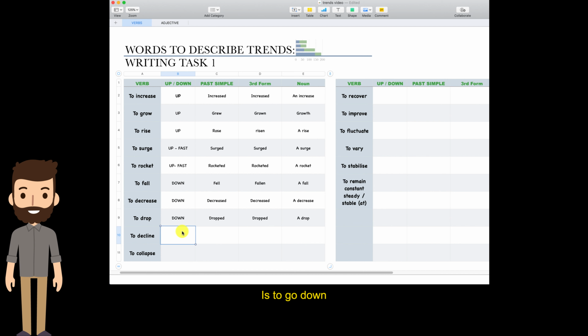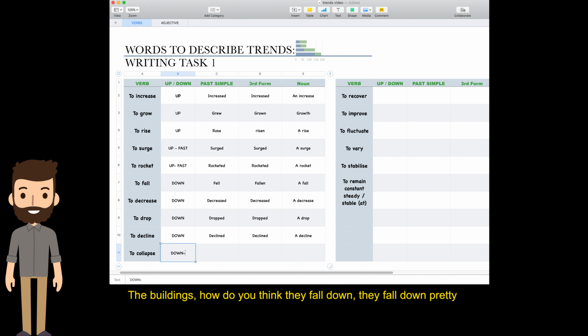Decline is to go down. Past simple is declined. The third form is also declined. And the noun form would be a decline. Okay, let's go on to collapse. Collapse is going down. But let's say, for example, during an earthquake, how do you think the buildings fall down? They fall down pretty fast. They collapsed, right? That's what we say.